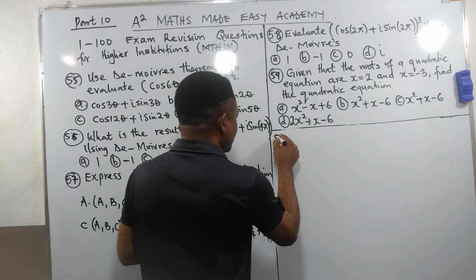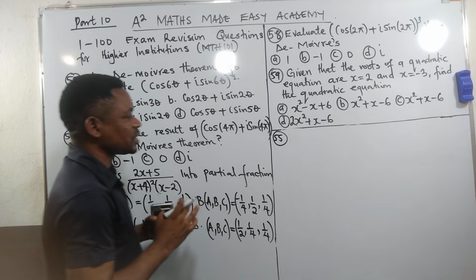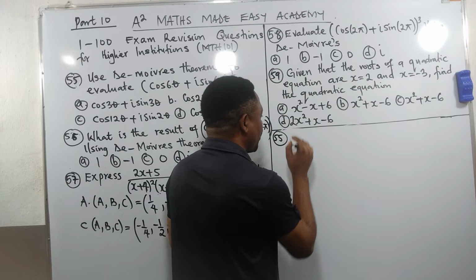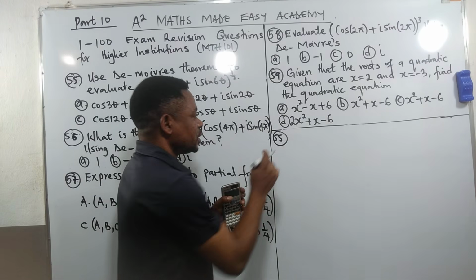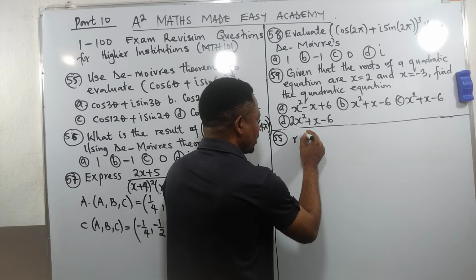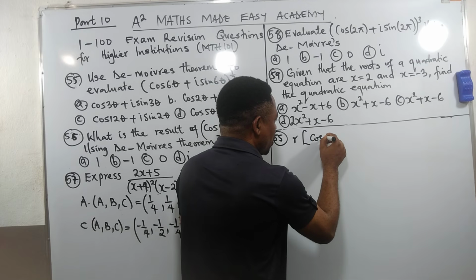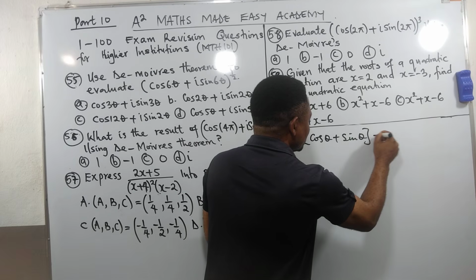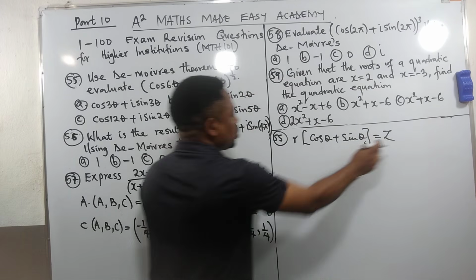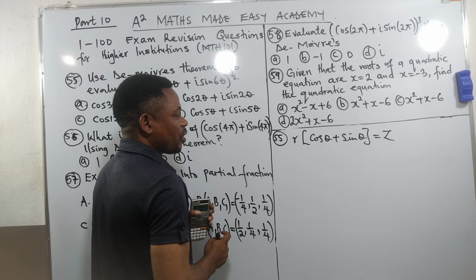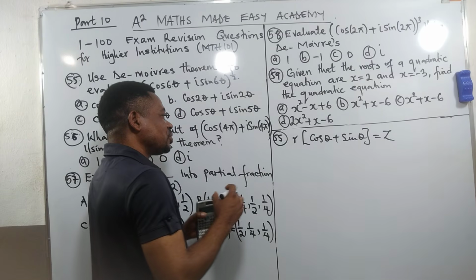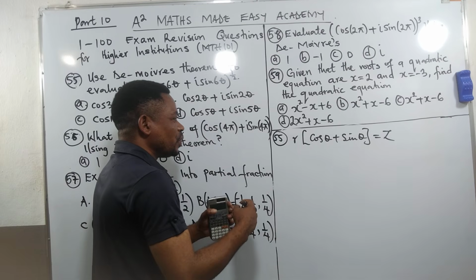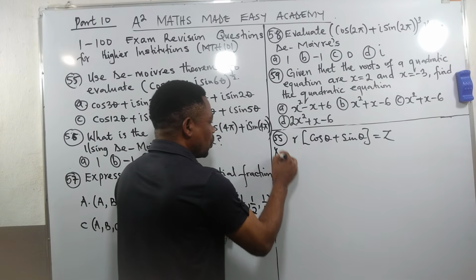For us to state De Moivre's theorem, first I want to remind you of the polar form of a complex number. This is always the formula: r(cos θ + i sin θ) is equal to the complex number in polar form. But we are now trying to state it in De Moivre's theorem. How do we state it? I want you to watch.